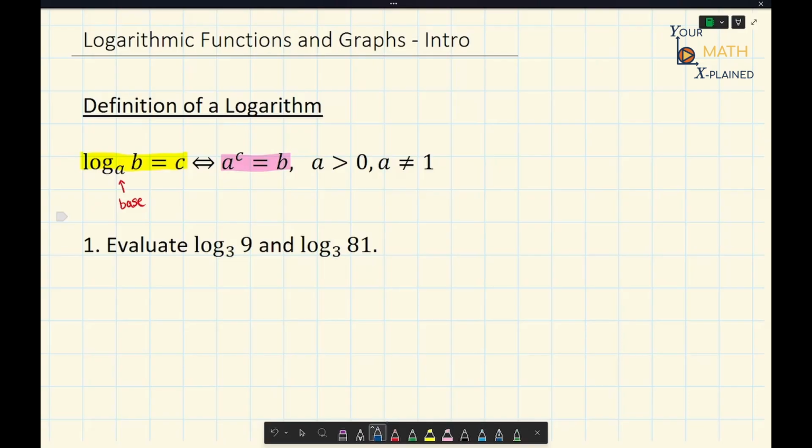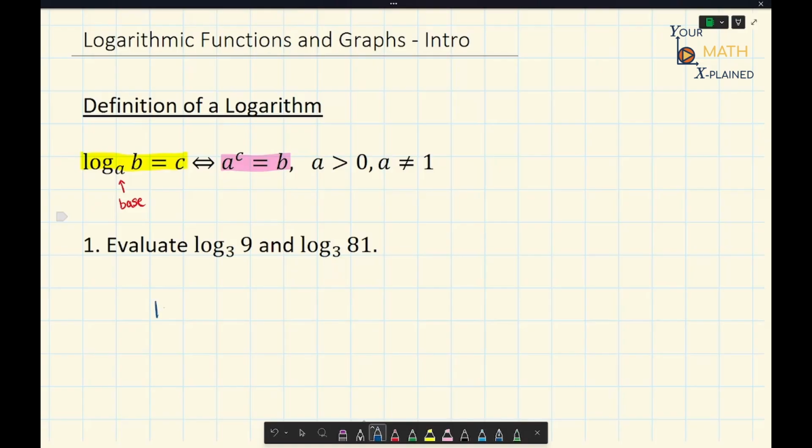So how do we actually use this? Well, if we're asked to evaluate log base 3 of 9, the answer might not be obvious because we're not used to seeing logs yet. So we can use this definition here and convert it to an exponential equation. And all we have to do is match up the letters in this definition to make sense of the equation. So let's go ahead and give that a try.